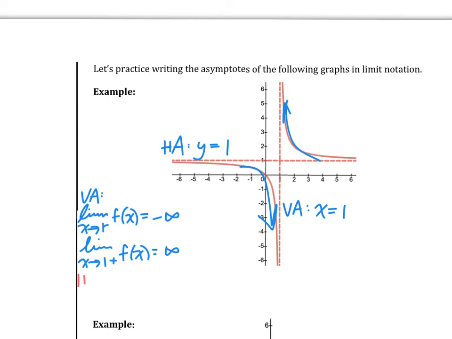All right, the horizontal asymptote is the same idea. When the graph is going to positive infinity, the limit as x goes to positive infinity, y goes to 1. And then on the left-hand side, when x is going to negative infinity, y is going to 1.